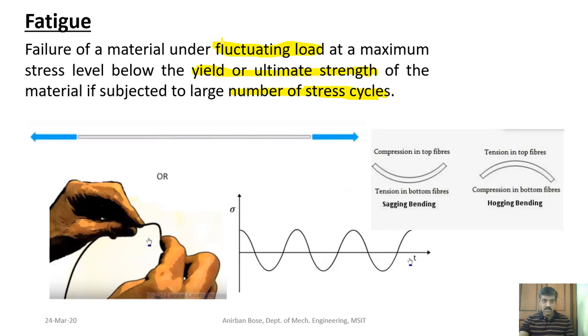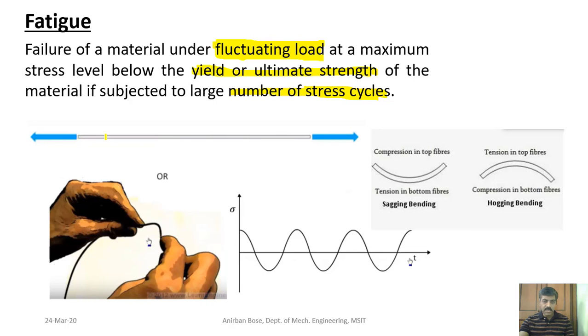Fluctuating load means the load is varying with time. Previously we have discussed certain failure theories where mainly we have considered static load, right? But right now we are trying to set some failure theories which will handle the dynamic or fluctuating load. Now let us take a very simple, rather classical, example to understand fatigue.